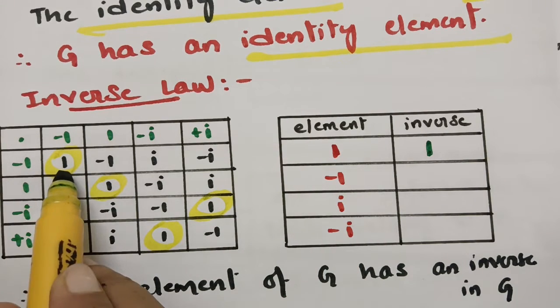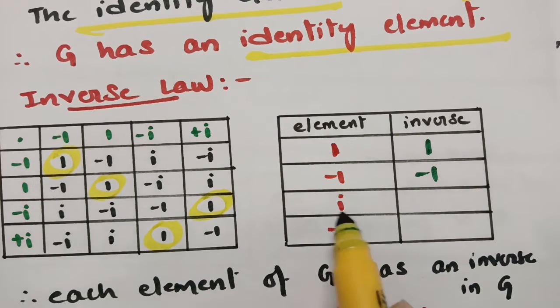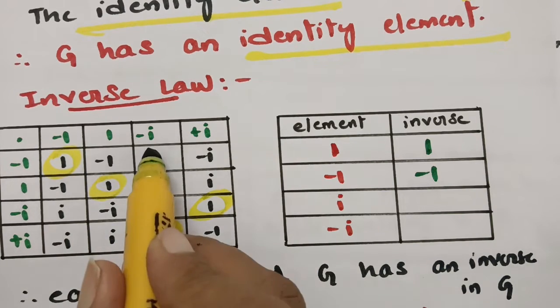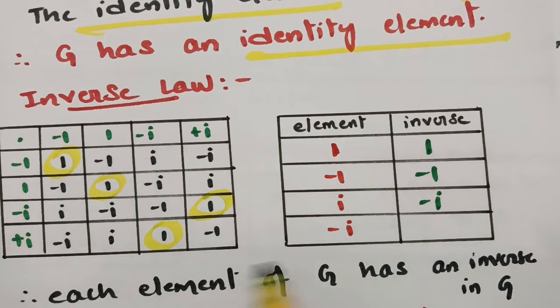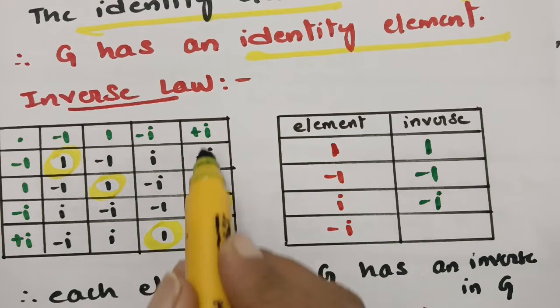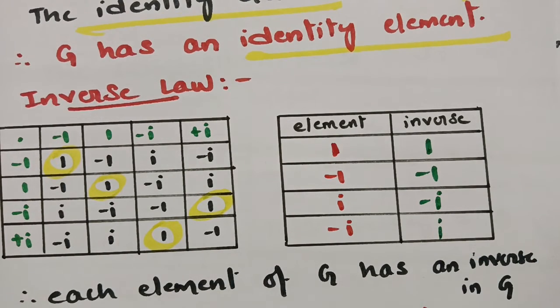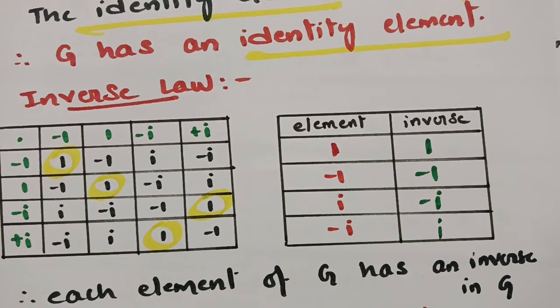And next one for minus 1. So minus 1, I have to go with the identity element. So here minus 1 is the inverse of minus 1. And for i, if I go with the row of i, I have to go with the identity element. So here minus i is the inverse for plus i. So for minus i, I have to go with the identity element. So here plus i will be the inverse of this element. So for each and every element we have to plot the identity element, and we have to check the inverse of each and every element.